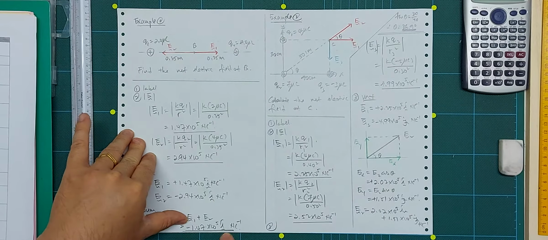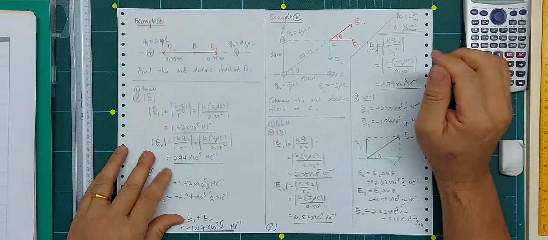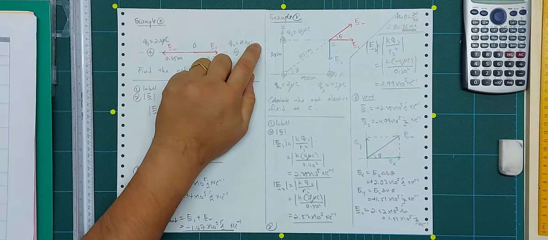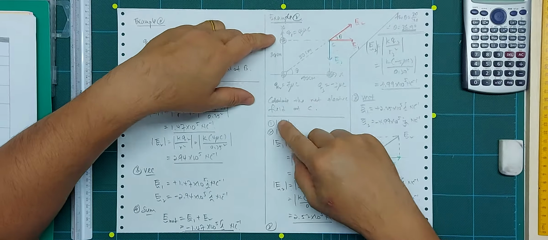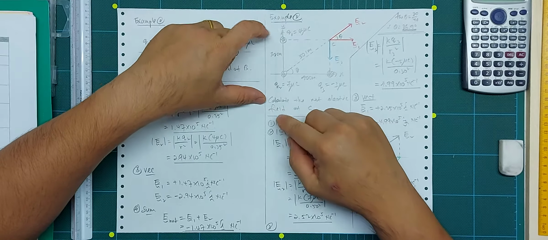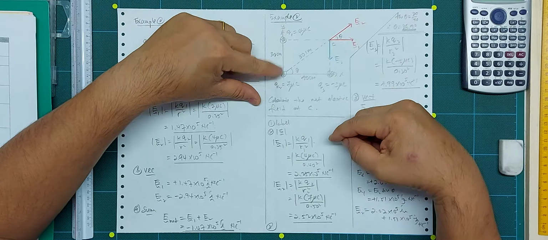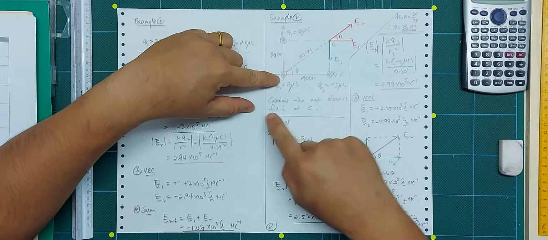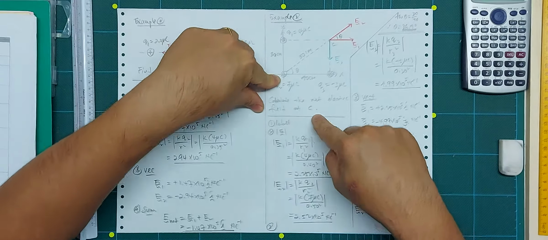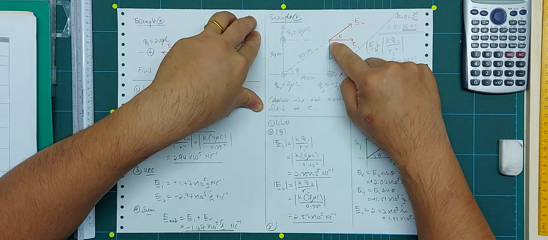So that's why negative i direction. Okay. Now example 3, this is a difficult one. Now our example 3 here has 3 charges: Q1 positive 4, Q2 positive 7, Q3 negative 5. Calculate the net electric field at this point C here.